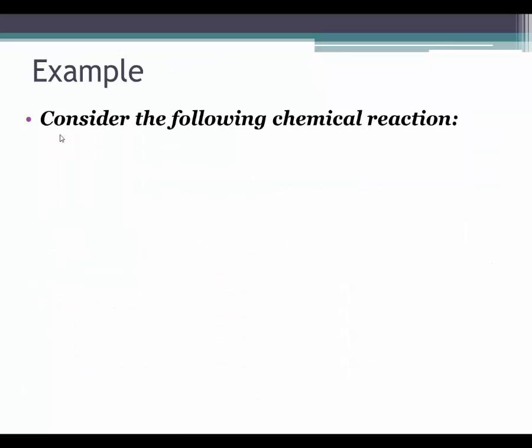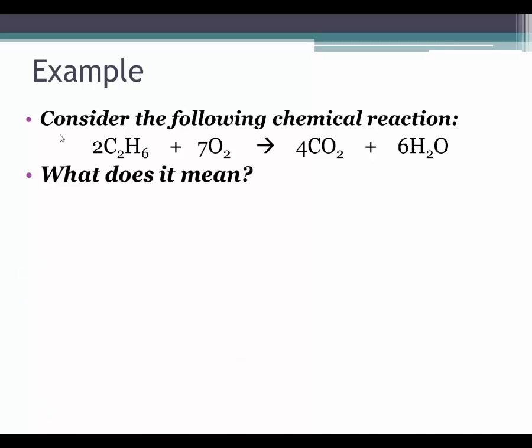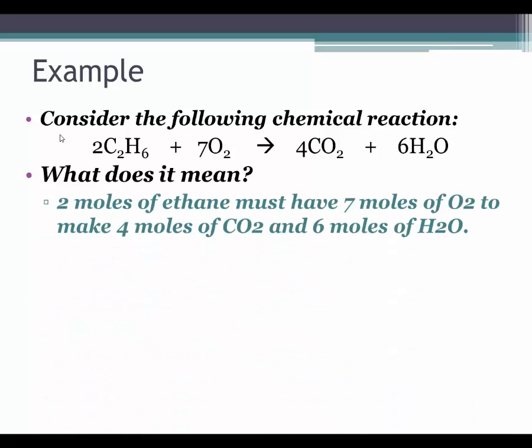So here's an example. Consider the following chemical reaction. It's a balanced combustion reaction, here we have oxygen and ethane. So of course in every combustion reaction we create carbon dioxide and water. What does this mean? It means that 2 moles of ethane must have 7 moles of oxygen to fully combust and make 4 moles of carbon dioxide with 6 moles of water.